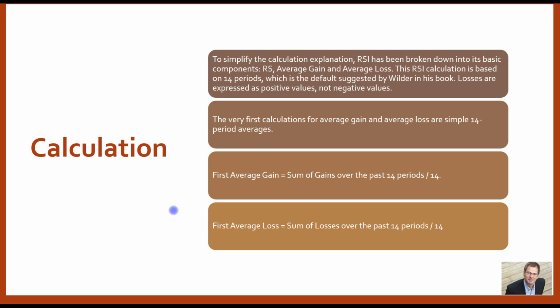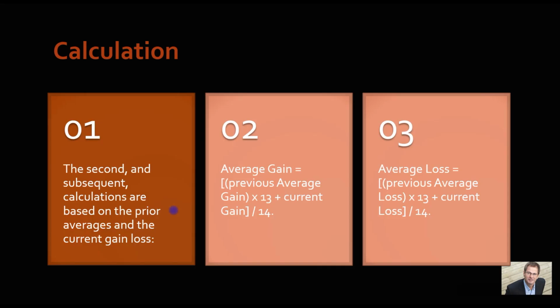So the first average gain is the sum of the gains over the 14 periods. So that's only the days that it closed up. And then the average loss is the sum of the losses over the 14-day period. And the second and subsequent calculations are based on the prior averages of the gain, the current gain and loss.